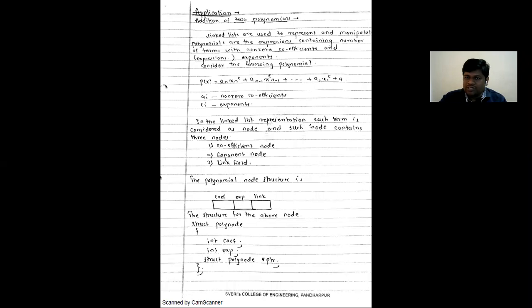How many fields you need to consider here?